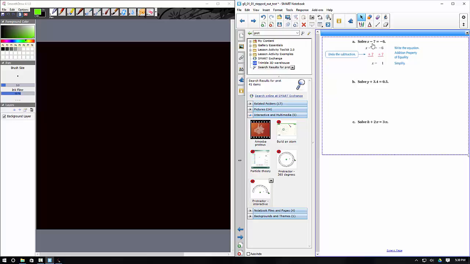So 1 minus 7 equals negative 6. That's how you check it. So negative 6 will equal negative 6. Do the same thing on this side.